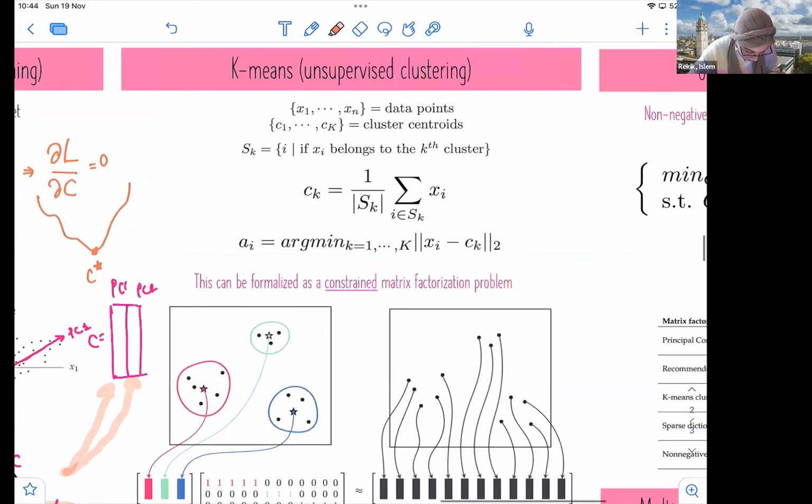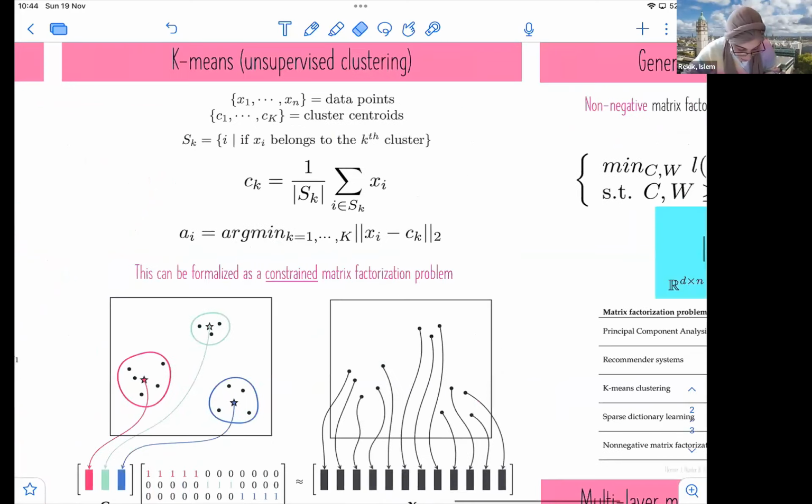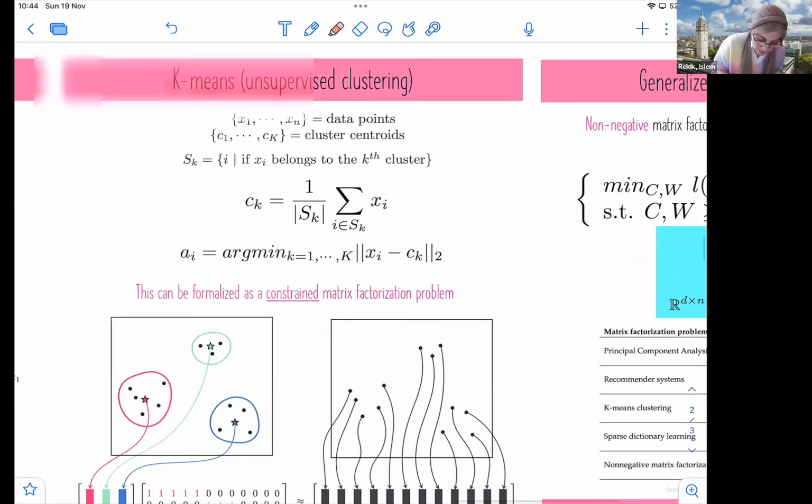So I'm gonna remove this just for the sake of simplicity. Okay, so K-means, basically we have a bunch of points, N points, and we want to discover the cluster centroids. So we want to cluster the points into different clusters or groups based on their similarity. So similar points will be clustered together, and we will identify the centroid, the center of each of those clusters.